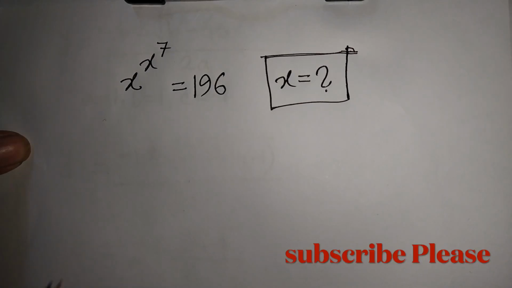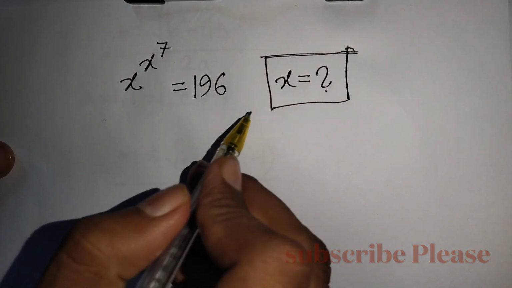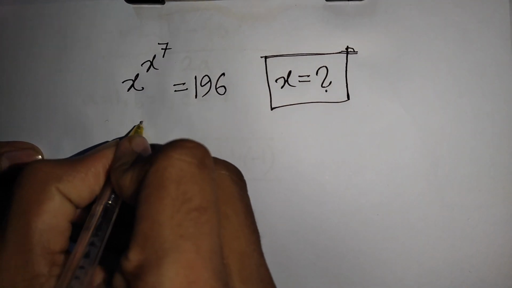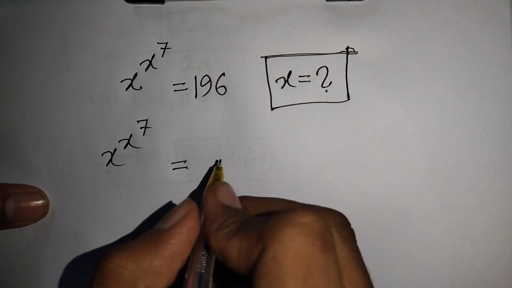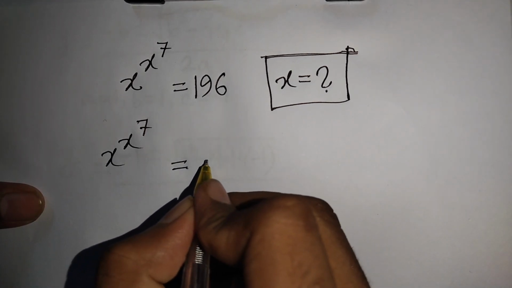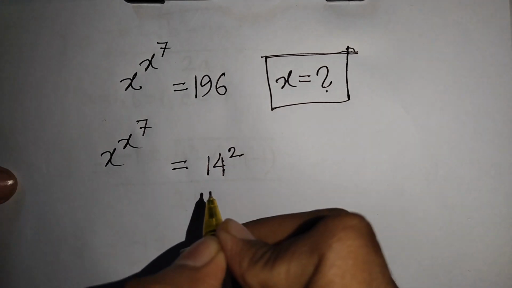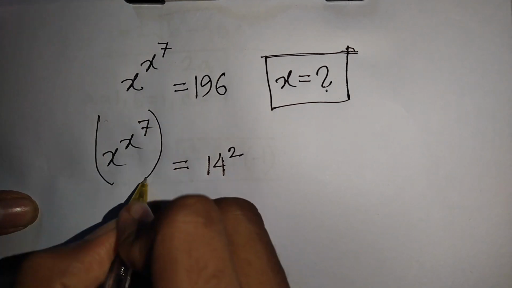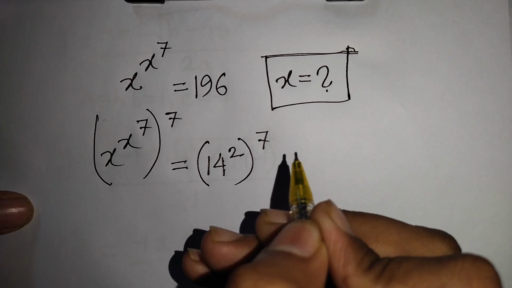How to solve x power 7 is equal to 196. What is the value of x? So we have x power 7 is equal to 196, which can be written as 14 squared. Now we multiply by power of 7 on both sides.